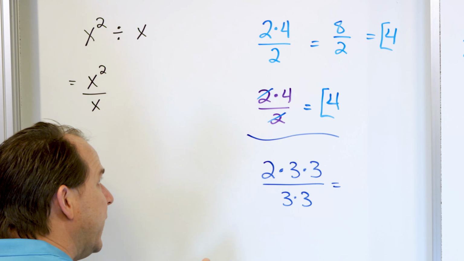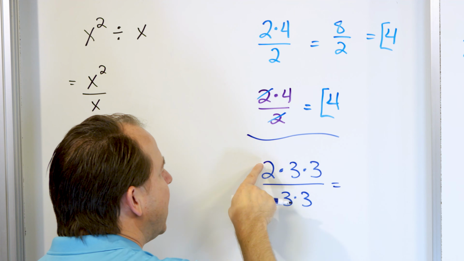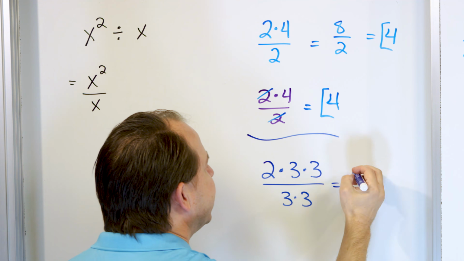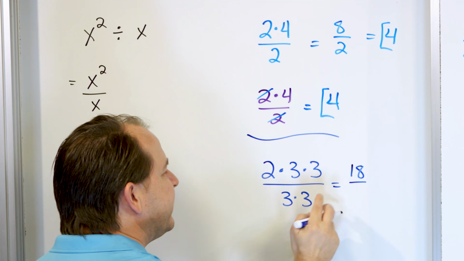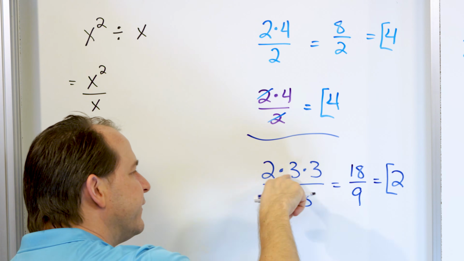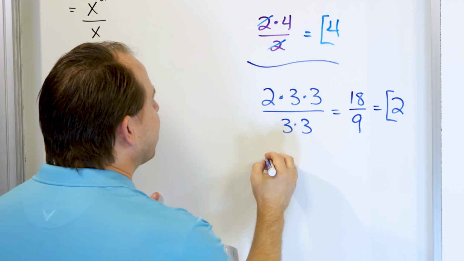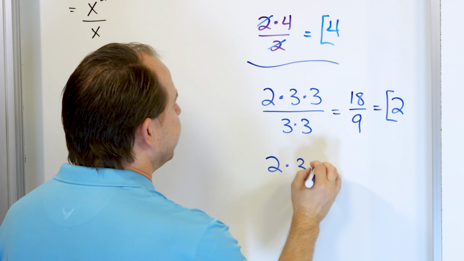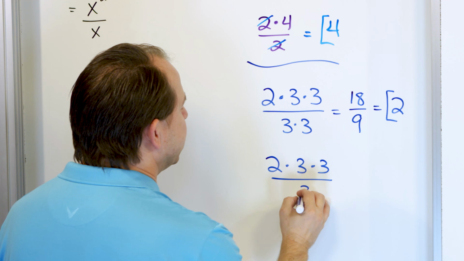Now, if we do it the long way, we multiply everything in the top. 2 times 3 is 6, and then 6 times 3 is 18. And then in the bottom, 3 times 3 is 9, and we all know that 18 divided by 9 is 2. And so we know the answer to this thing is 2. But let me rewrite the problem again. 2 times 3 times 3 divided by 3 times 3.